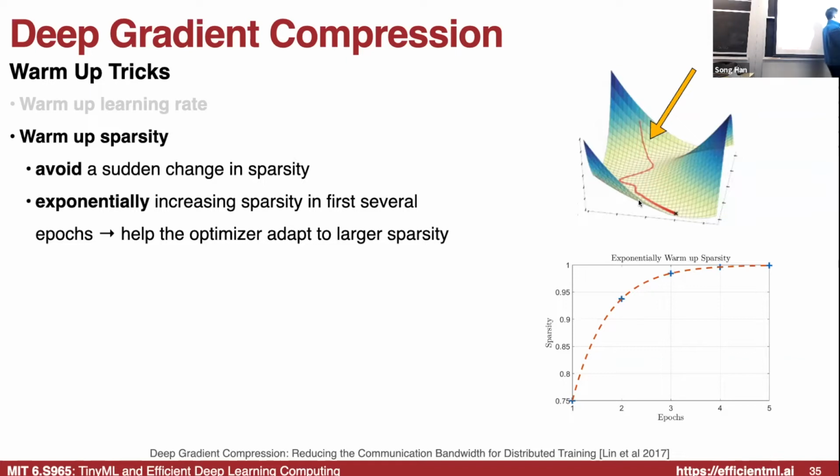Rather than directly making it super sparse, we want to gradually make the gradient sparse, to avoid a sudden change in the sparsity. We gradually increase the sparsity. And here we empirically chose to exponentially increase the sparsity in the first couple of epochs, to make the optimizer adapt to larger sparsity.